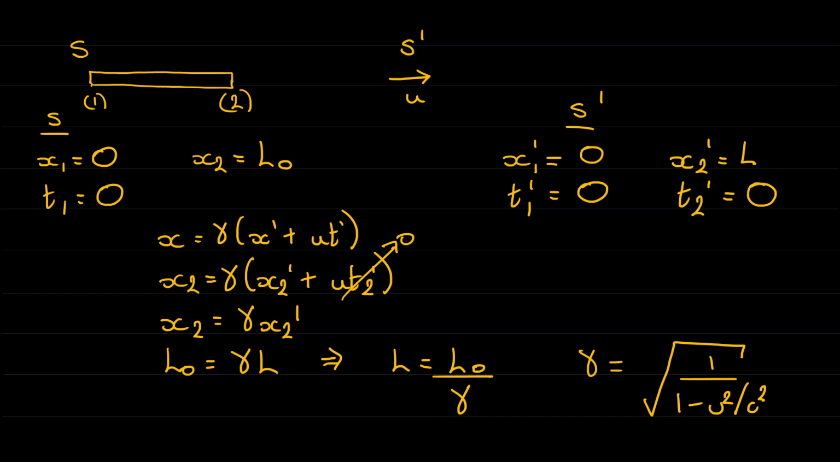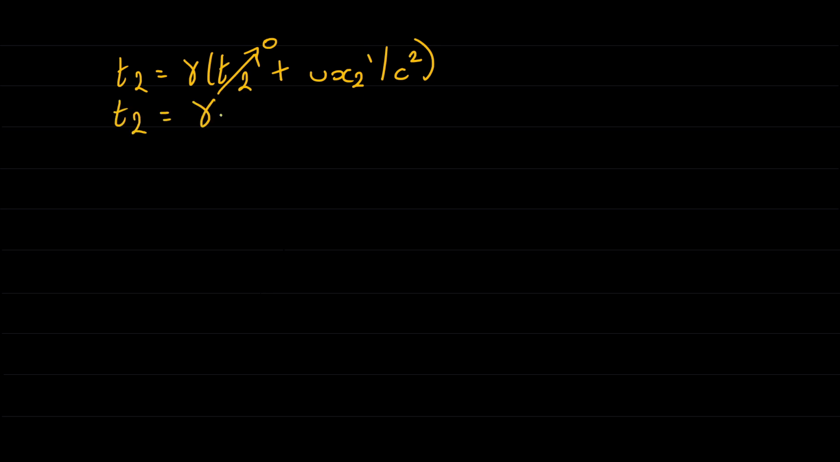And in fact we could figure out what time S thinks the other end of the rod's position was measured. So we could write that t2 equals gamma times (t2 prime plus u x2 prime over c squared). So this is the Lorentz transformation for time applied to the second event. Now t2 prime is 0. The observer in S prime says that both measurements were made at time 0, so that's 0. But x2 prime is not 0, that's the location of the other end of the rod, that's L. So we have that t2 is equal to gamma u L over c squared.